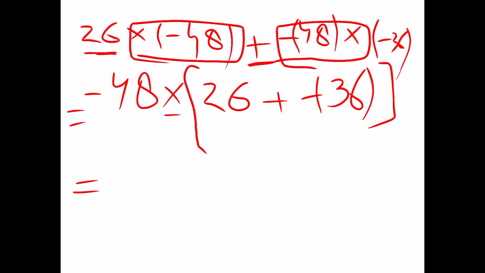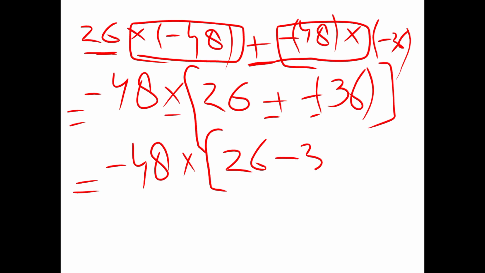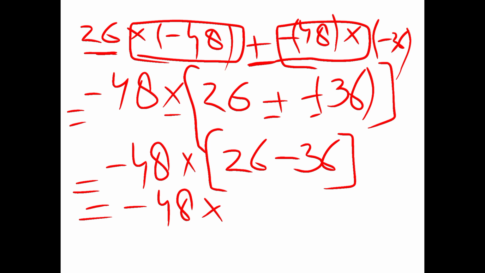Which is equal to minus 48 into brackets, this is plus minus, that means the signs are different. So it will be 26 minus 36, which is equal to negative 48 into 26 minus 36, which is minus 10. Since the 36 is carrying the negative sign, it will be negative here.